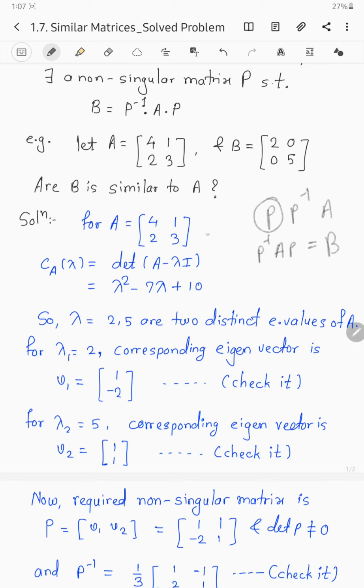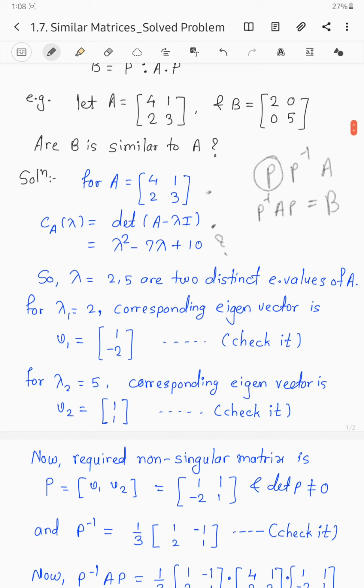Given matrix A, we will find the characteristic polynomial. The characteristic polynomial is lambda square minus 7 lambda plus 10. You have to do this on your own. By equating this characteristic polynomial with 0, I will get lambda equal to 2 and 5. These 2 and 5 are distinct eigenvalues of A. Now for each eigenvalue, we will find the eigenvector. In the previous topic, we have seen how to find an eigenvector, so you have to check this step by step.